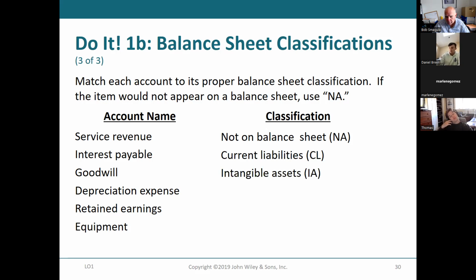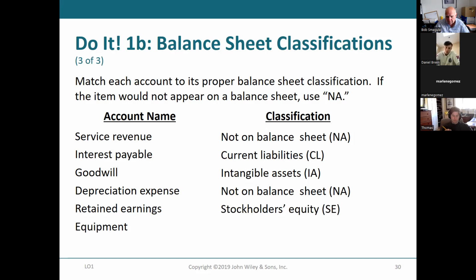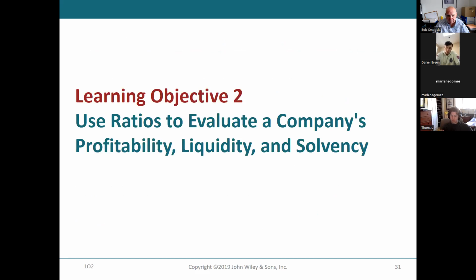So would goodwill. I see the word expense, depreciation expense, so we know that's not on the balance sheet. Retained earnings and equipment would be, of course. Retained earnings, equipment, okay? All right, that's a look at the setup on a balance sheet. Hopefully when you do the chapter 2 problems, it will keep getting clearer and clearer.